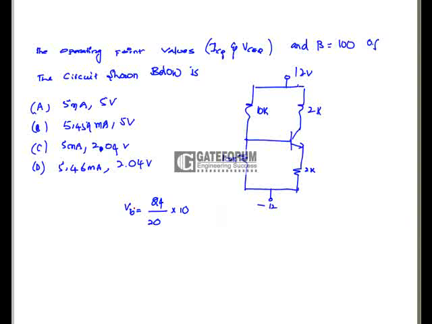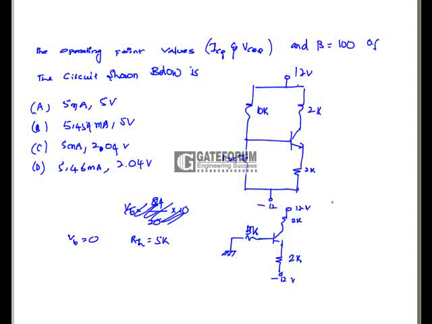Sorry, here VB is going to be 0 because of the exactly opposite and equal potentials. So Thevenin's resistance is going to be 5K. If we model this circuit as, this is 5K, minus 12 volts, 2K, plus 12 volts. So apply the KVL at the input side.